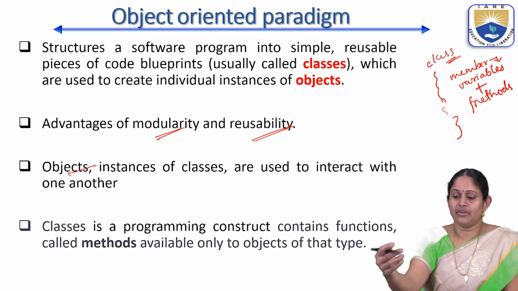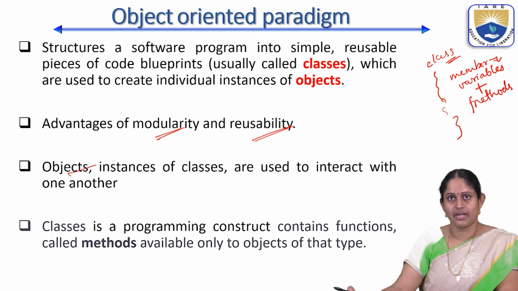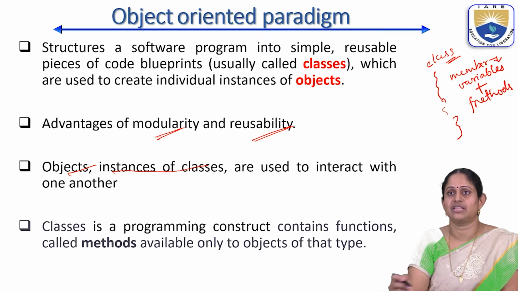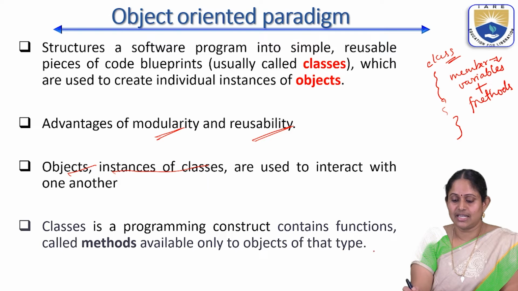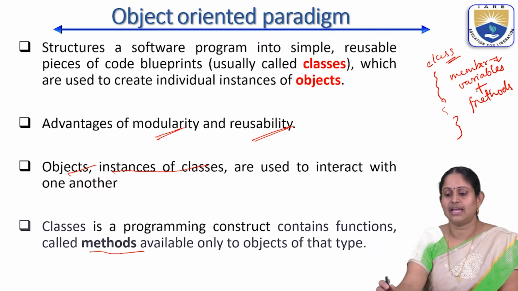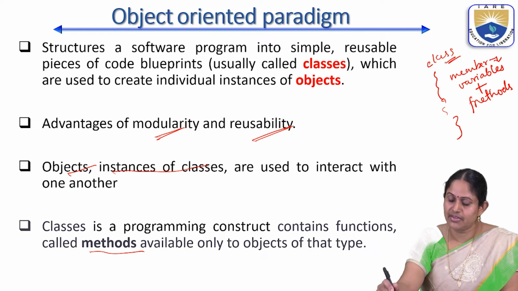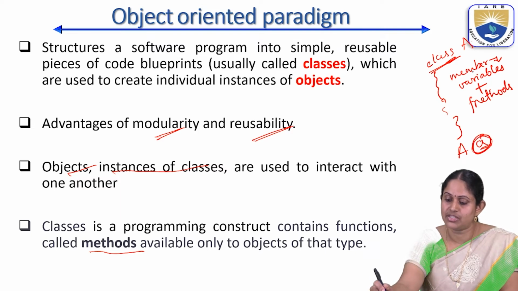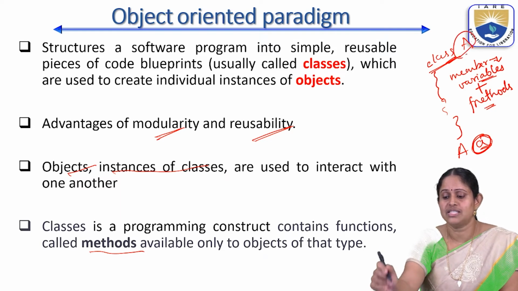Next, once we define the class, if we want to operate on it, we have to create an object of it. An object is called an instance of the class, and it is used to interact with one another. Objects use the methods defined in that particular class. Say we have a class A. Once we create an object of class A, this object will have its own variables and its own methods, which will be a copy of class A.